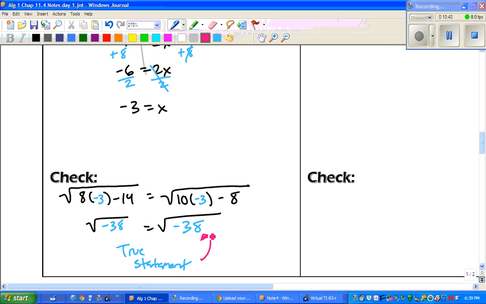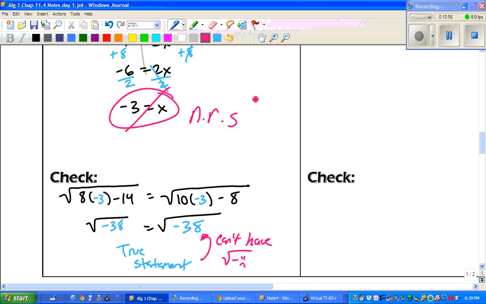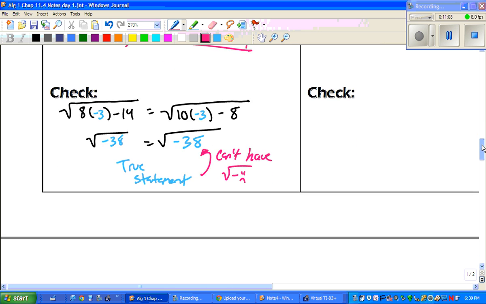However, we can't have a negative underneath there. Okay. So this answer is not true. We would go with no real solution. Okay? And that's because we can't have negatives underneath. Alright, let's flip it over.